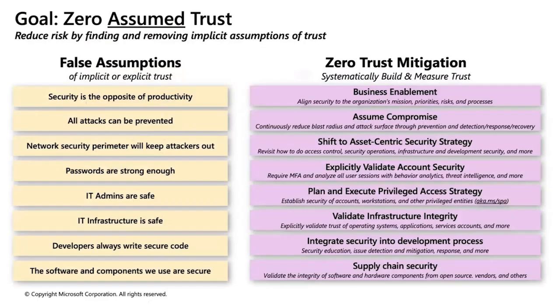So we have to always keep in mind that we have to keep enhancing security and the different kinds of security features. It's an ongoing process. Another false assumption: network security perimeter will keep attackers out. No. Sometimes we see attackers from inside, not only attacks from outside.